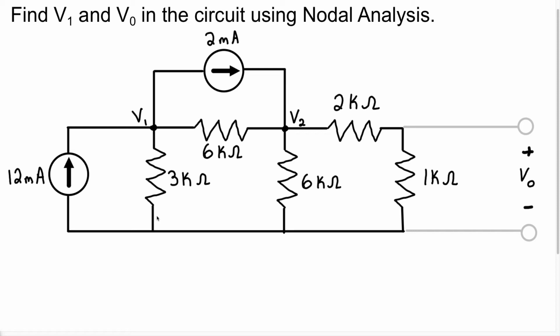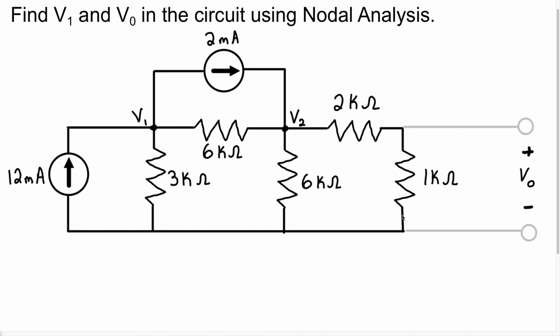Okay, let's do this question. So it says, find V1 and V0 in the circuit using nodal analysis. They give us this circuit diagram and they want us to find the voltage V1, which they labeled right here, which is the voltage at this node. And they want us to find the voltage VO, which is the voltage across this 1K resistor.